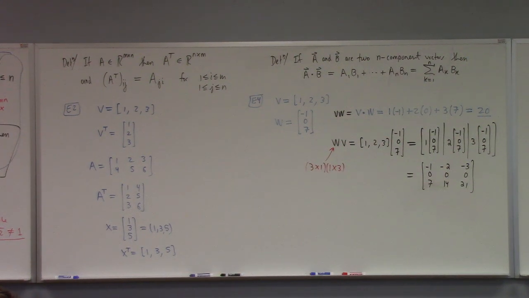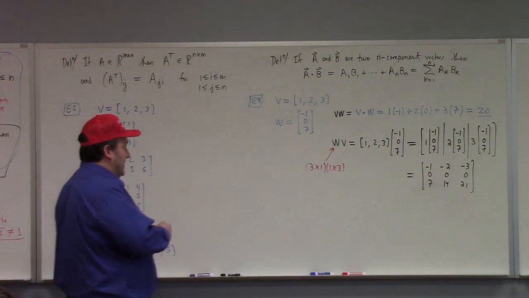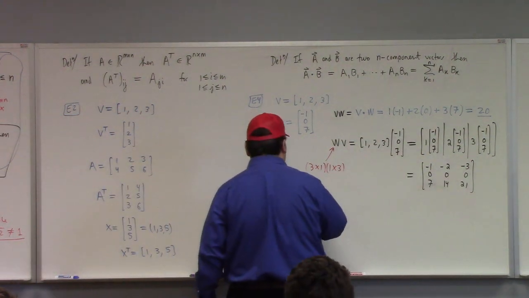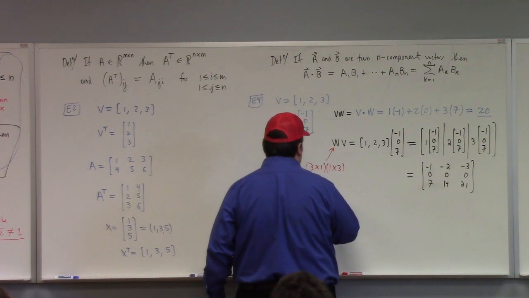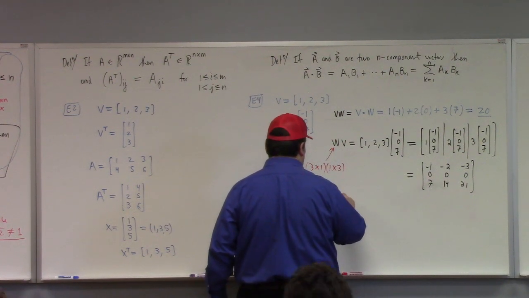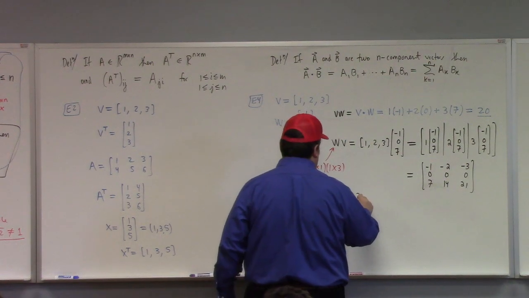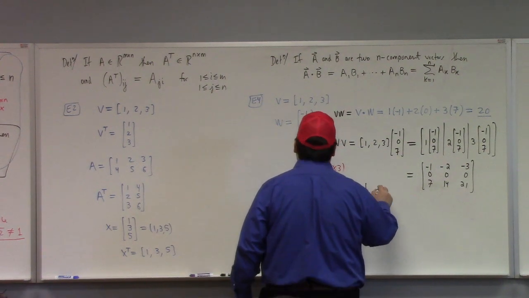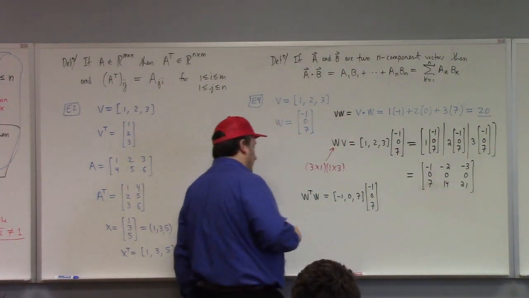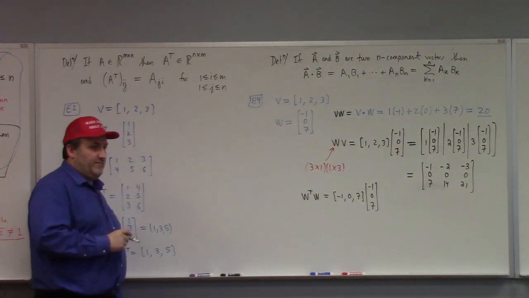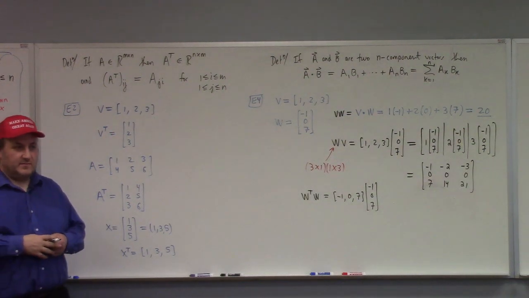I guess one more weird example. What would it look like? I mean, it's not that weird. If I did W transpose W, what would that be? We'd have -1, 0, 7 multiplied by -1, 0, 7, right? Row vector times the same vector but as a column.